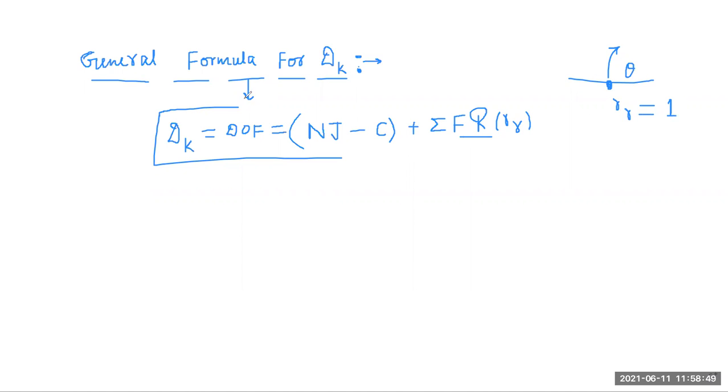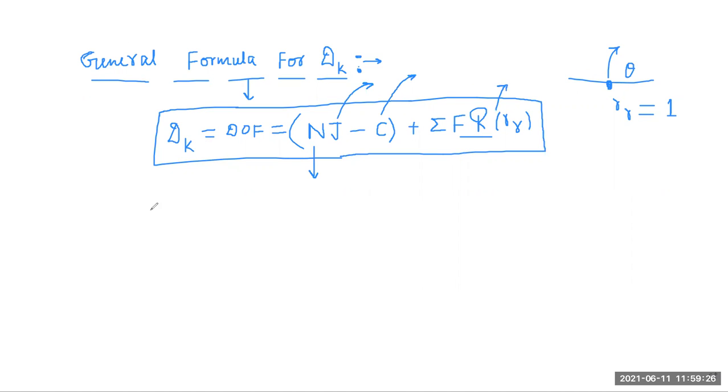Okay, so basically this is the general formula of dk. Here n is your number of independent displacement possible at a joint. J is your number of joint. C is number of constraint or reaction, or it is also known as number of compatibility condition. C is also known as number of unknown deformations, and you already know RR, that means your release reaction.